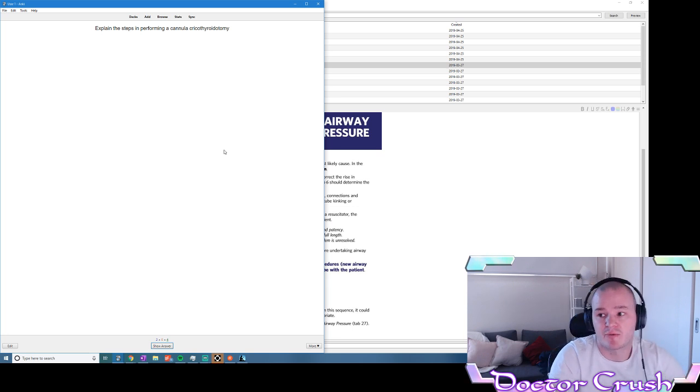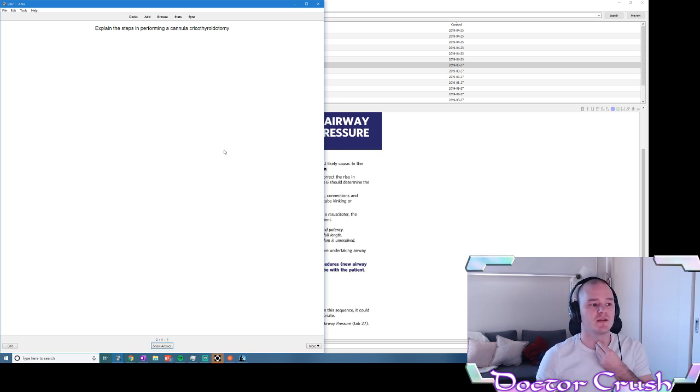Cricothyroidotomy, so this is an emergency surgical airway. Do that by standing on the left-hand side of the patient. One hand, you identify the cricothyroid membrane. You do this if you're unable to pop a tube. Hand on one side of the patient like this.